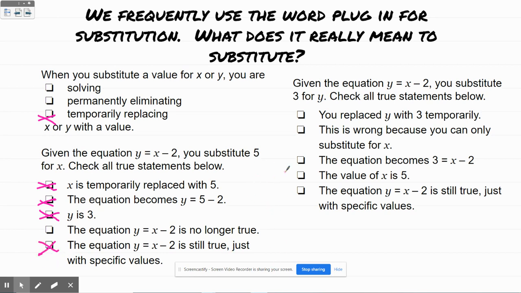When you make an XY table, you substitute lots of values in, and the equation is still true. We're just giving specific values to it. What if it says you substitute 3 for y this time? What if you put 3 in the y spot?